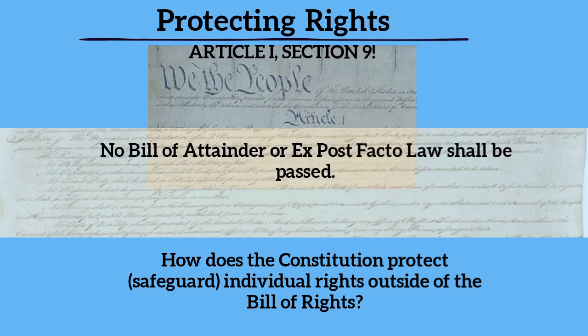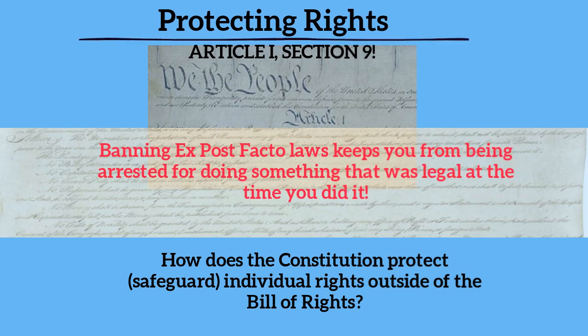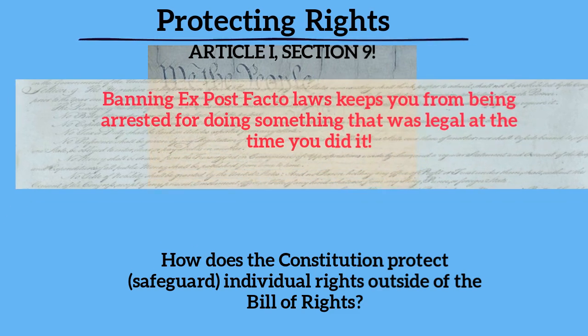There's more here, though, that protects us. Article 1, Section 9 also says that no bill of attainder or ex post facto law shall be passed. Just what the heck does that mean? Banning ex post facto laws prevents someone from being arrested because something that they once did that was legal was now illegal. You can't be arrested for doing something that was legal at the time you did it.